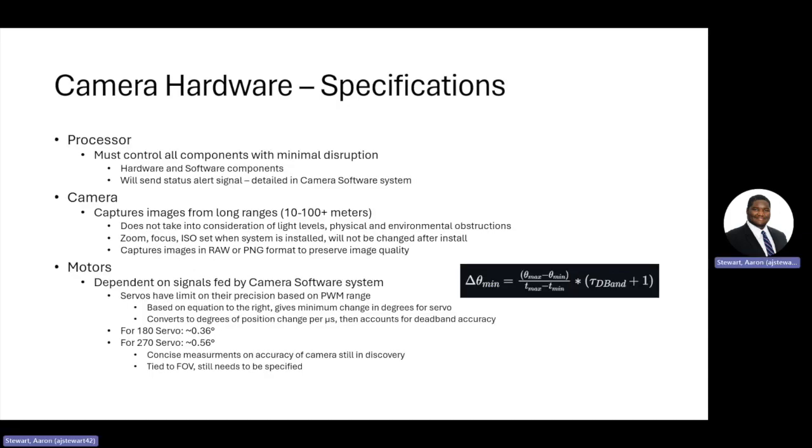So moving on to some more specifications, the processor must control all the components with minimal disruption. That includes the servos, cameras, and the software itself. So that includes wireless transmissions, internal calculations, and what have you. And it will also have to be capable of sending a status alert signal, and that'll be detailed in the camera software system presented a little bit later.